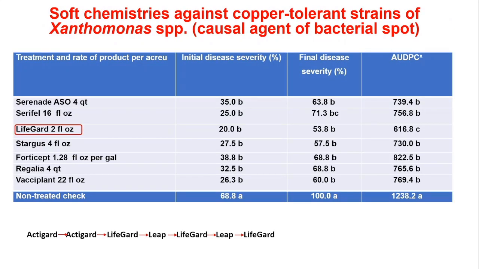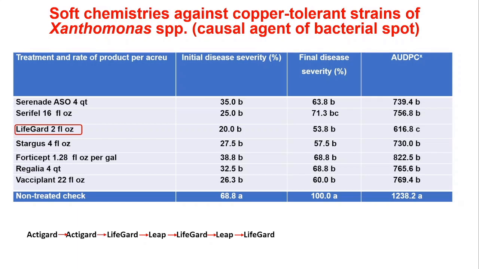Okay, last scenario, and it is quite rampant. In peppers, we do have a lot of copper tolerance compared to tomatoes. In this situation, we looked at all these software products. All the software products do work, but one that stood out in bacterial spot in pepper was LiveGuard. LiveGuard has significantly lower AUDPC value compared to all the other software products. Okay.